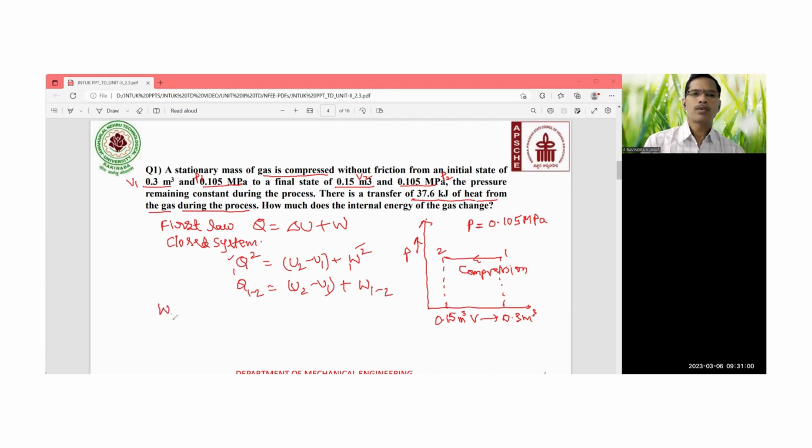Now W1-2 is equal to P into V2 minus V1, the formula we have already discussed. Most of the time work is kept in kilojoules, so if you write it as 0.105 into 10 cubed, which gives kilopascal, into V2, that is 0.15, minus 0.3. So what will you get? The answer is minus 15.75 kilojoules.